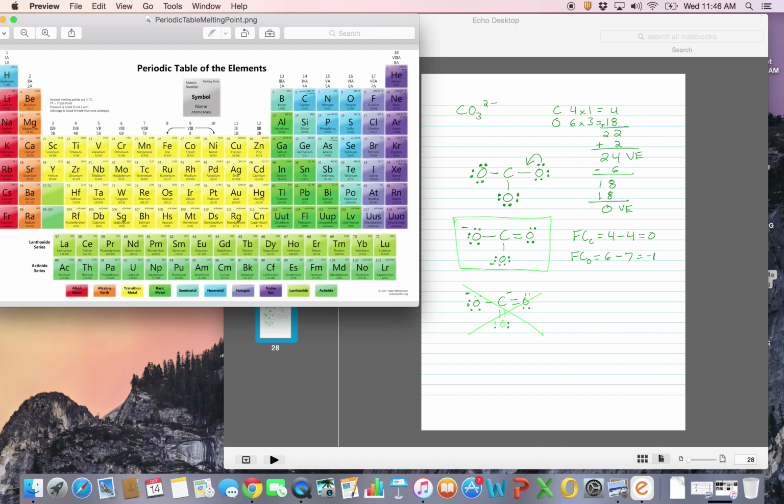But wait, even more important is that we cannot expand octet on carbon because carbon is not in the 3rd period or higher. So that is no good. This is the best Lewis structure here, and that also shows resonance in 3 resonance forms where the double bond will be associated with the other 2 oxygens.